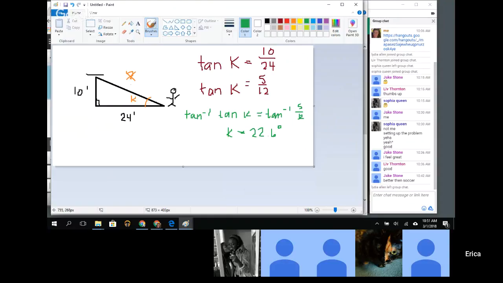Okay. Anybody have any other questions? You excited to walk around and apply the ratios and inverse cosine, tangent, sine ratios?